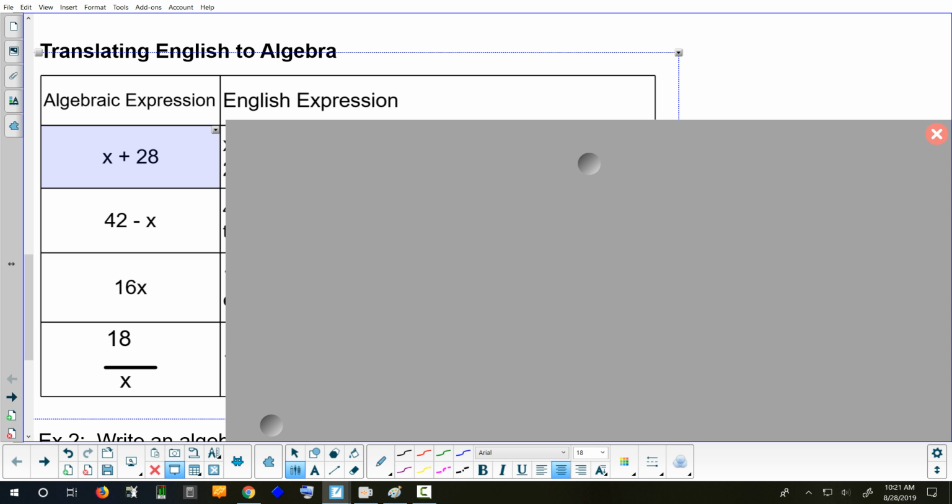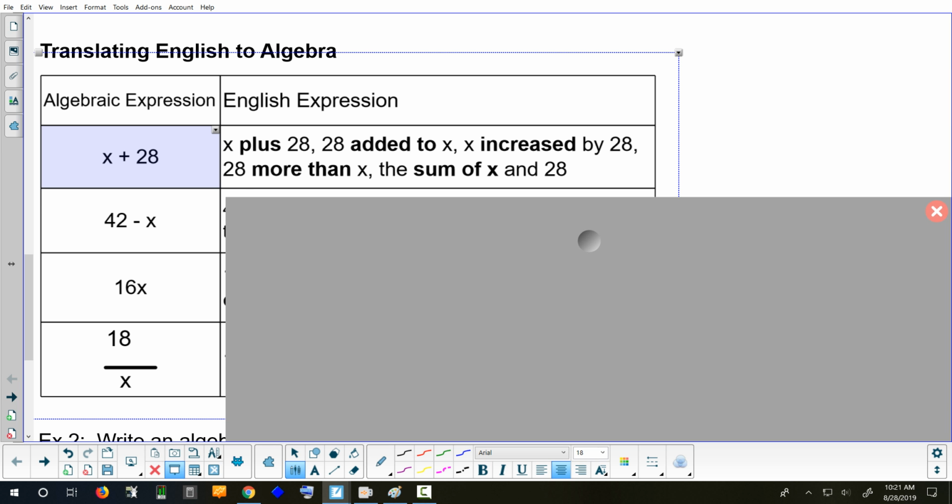What about another word? Do you know what you call it when you add 2 numbers together? Like if I had 5 plus 6, that's 11. 11 is the sum. Okay, so there's a lot of different words. We got some of them. We got plus. I said added. I said sum. Increased by. We didn't say that one.